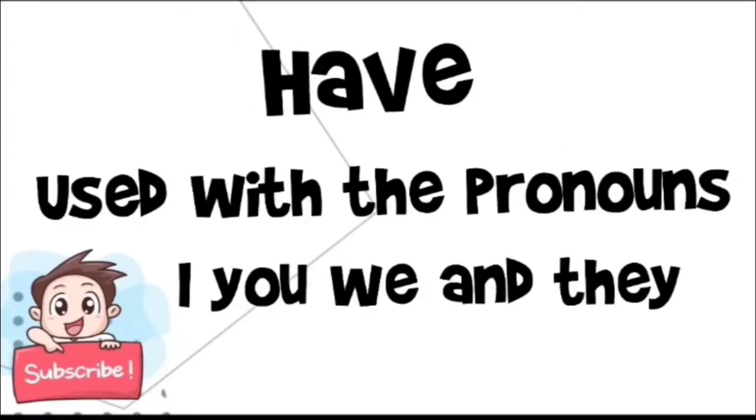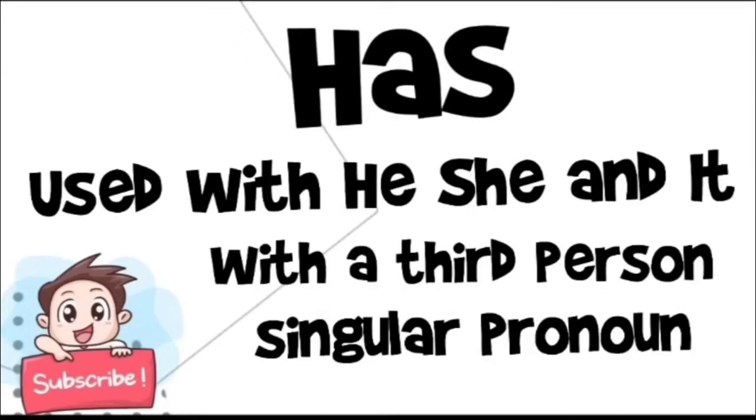Have is used with the pronouns I, you, we, and they. Have can indicate possession. Have can combine with other verbs to indicate more complex relationships with time. For example, they have two dogs. Have is the correct choice because the subject they is a third person plural pronoun. Another example is I have something to tell you.